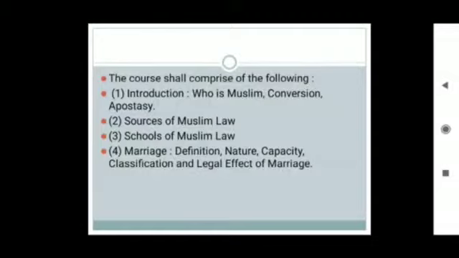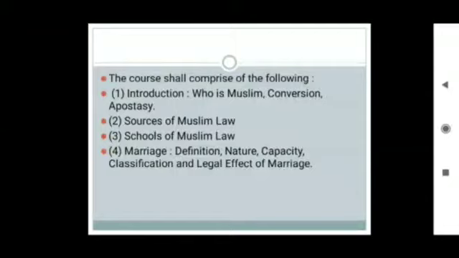Then our third unit will be Schools of Muslim Law. Here we will have to study about Sunni and Shia. There are two schools, Sunni and Shia. We'll understand them, and what the sub-schools under them are: Ithna Ashariya school and Ismaili school and so on, many. We'll do it in detail. So in the third unit we'll study about schools of Muslim law.